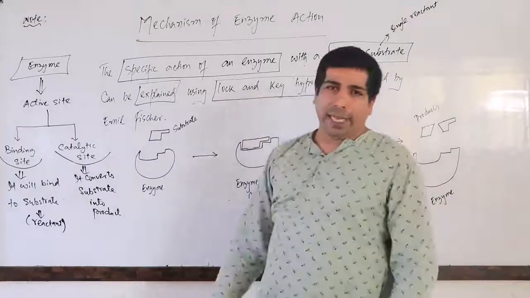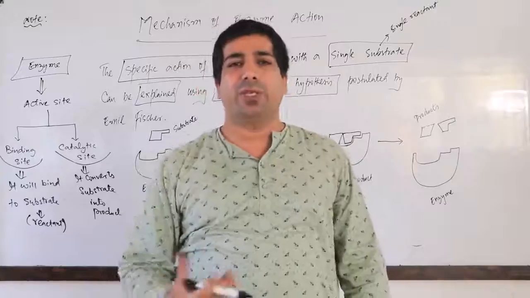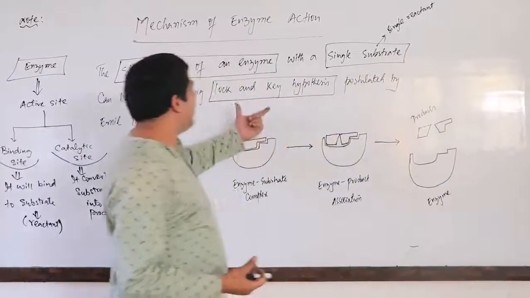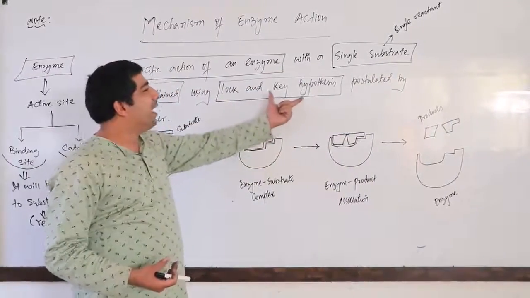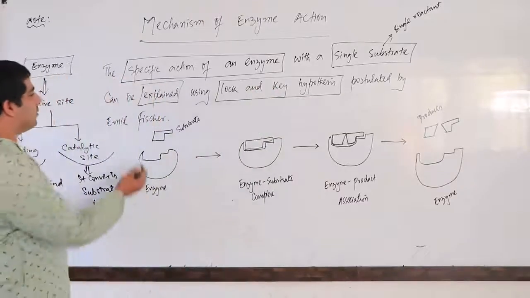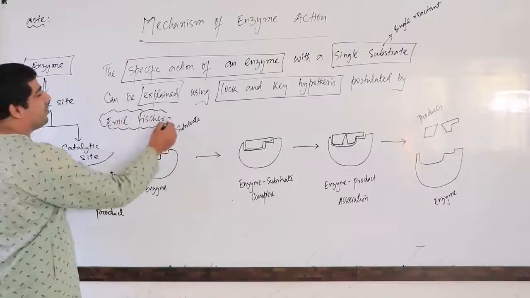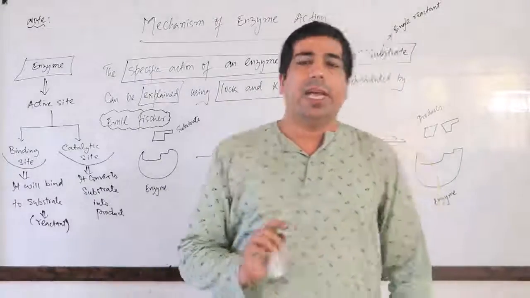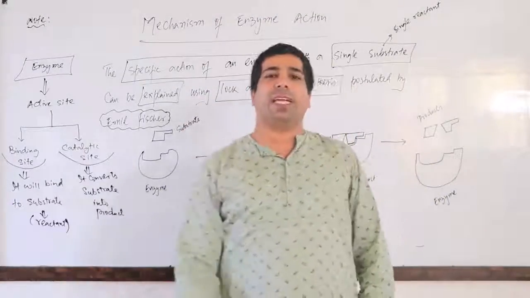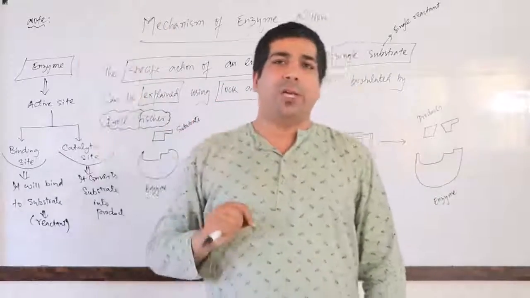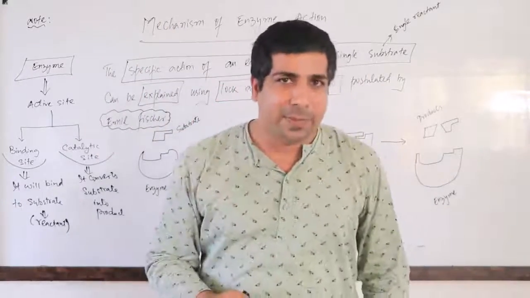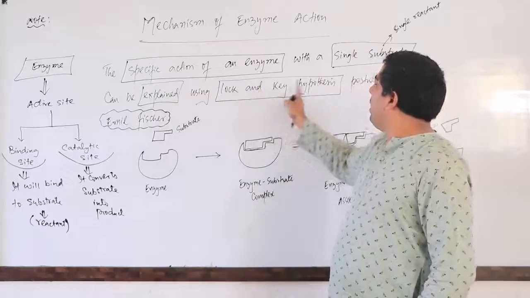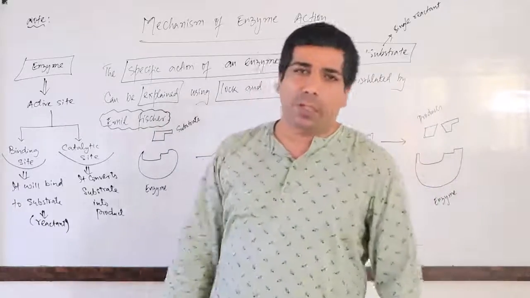So how will an enzyme catalyze a particular reaction with respect to a single substrate? It can be understood by the lock and key hypothesis. This lock and key hypothesis was given by Fischer. So my dear friends, now we have one reactant called one substrate. The enzyme will act on that substrate and convert that substrate into products. So how does this action take place? It was explained by Fischer through the lock and key hypothesis. So what is this lock and key hypothesis? Let us understand.